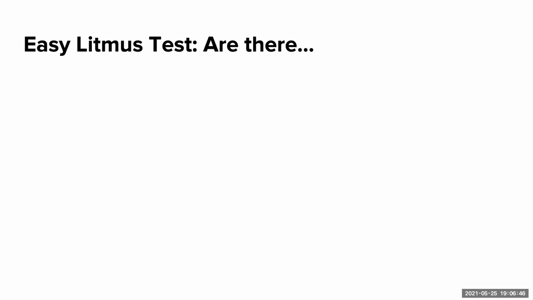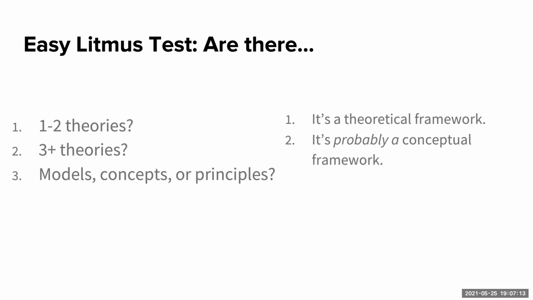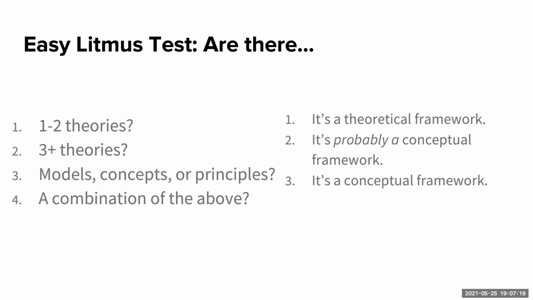And there are a couple ways that you can quickly distinguish whether you're working with a theoretical framework or a conceptual framework. One of these is to just look: are you working with 1 or 2 theories? Then it's probably a theoretical framework. If it's 3 or more, well, then usually you're trying to knit them together into something new, and so that's probably going to be a conceptual framework instead. If you've got a model, a concept, or a principle that you're using to guide your study, it's a conceptual framework. And if it's some combination of 1 or 2 theories plus a model or something like that, then it's probably going to be a conceptual framework.